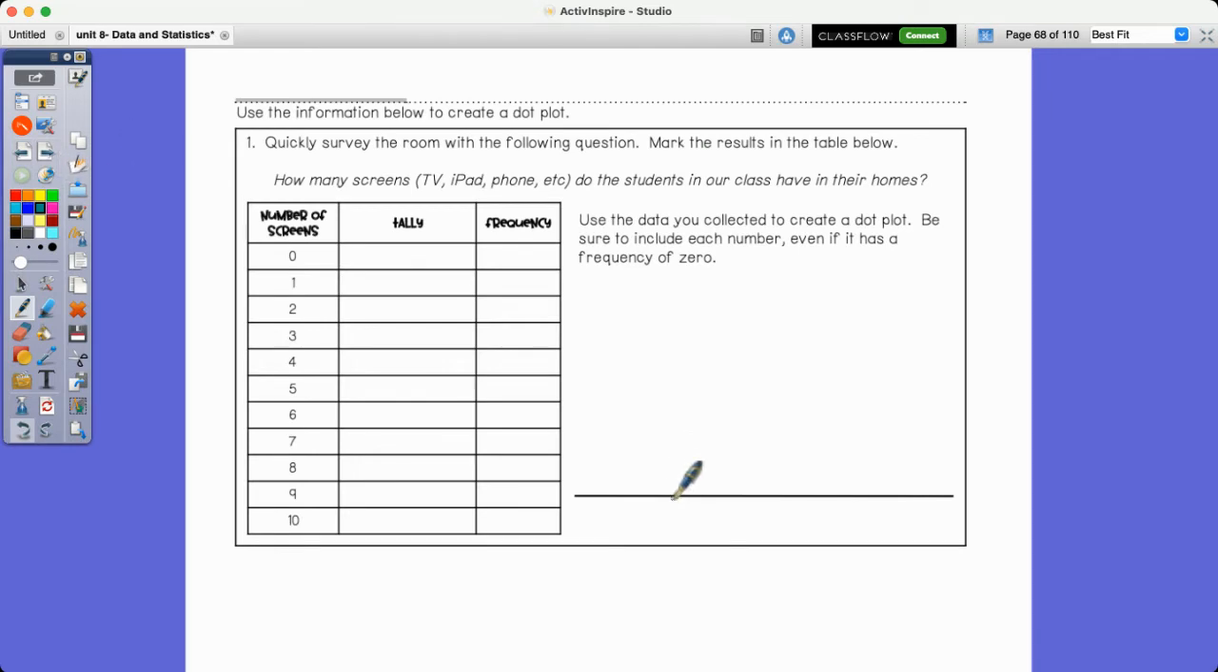So I'm going to do this because obviously we're not actually in class right now. So I am going to make up some results. We're going to give a 0 frequency here because I don't think no one has no screens. We'll have one person here, so a frequency of 1. We'll have a couple people here. We're going to have more people that have more because I just think that's more common.